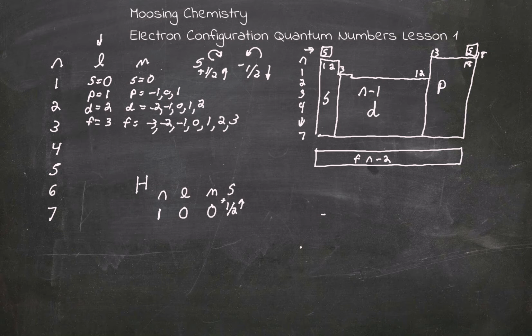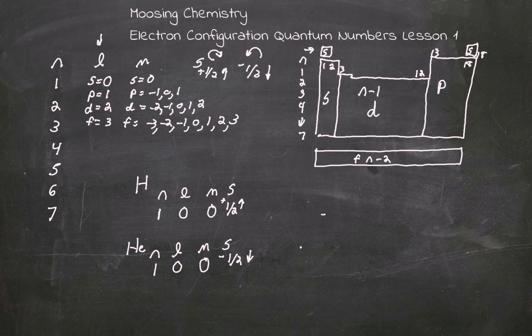Let's look at helium. Helium is also S block. So the N value is 1. It's in the first period. The L value is 0. The M value is also 0, looking at the chart above. And the S value is going to be 1/2. This time it's going to be negative. It's going to be a down arrow.